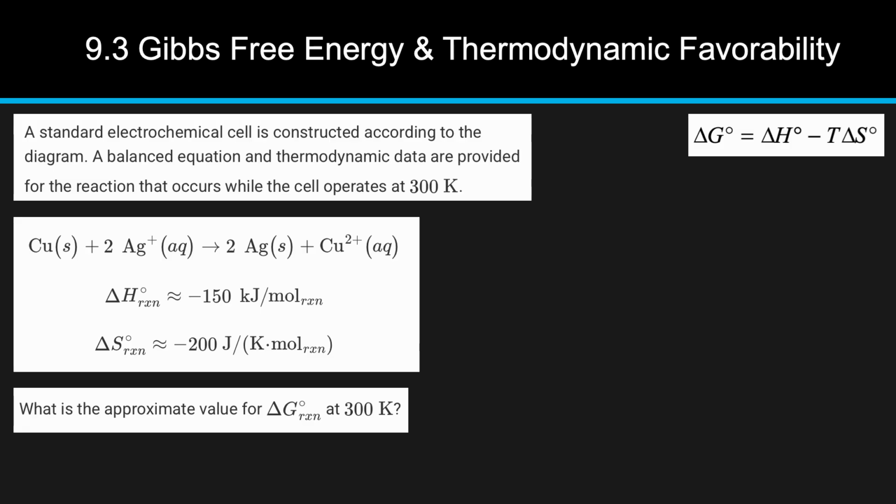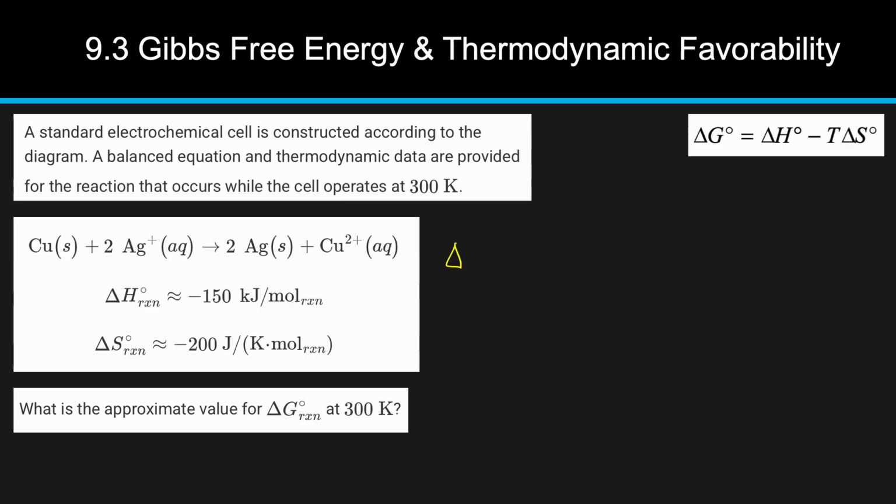And our last example for this lesson, a standard electrochemical cell is constructed according to the diagram, which I did take out because we haven't learned that yet and it gets confusing. A balanced equation and thermodynamic data are provided for the reaction that occurs while the cell operates at 300 Kelvin. So for this type of question, you do not need to look at the cell diagram, so we're just going to save that for when we actually learn about cell diagrams. So the question is asking, what is the approximate value for delta G of the reaction at 300 Kelvin? So you are just plugging this into your delta G equation.